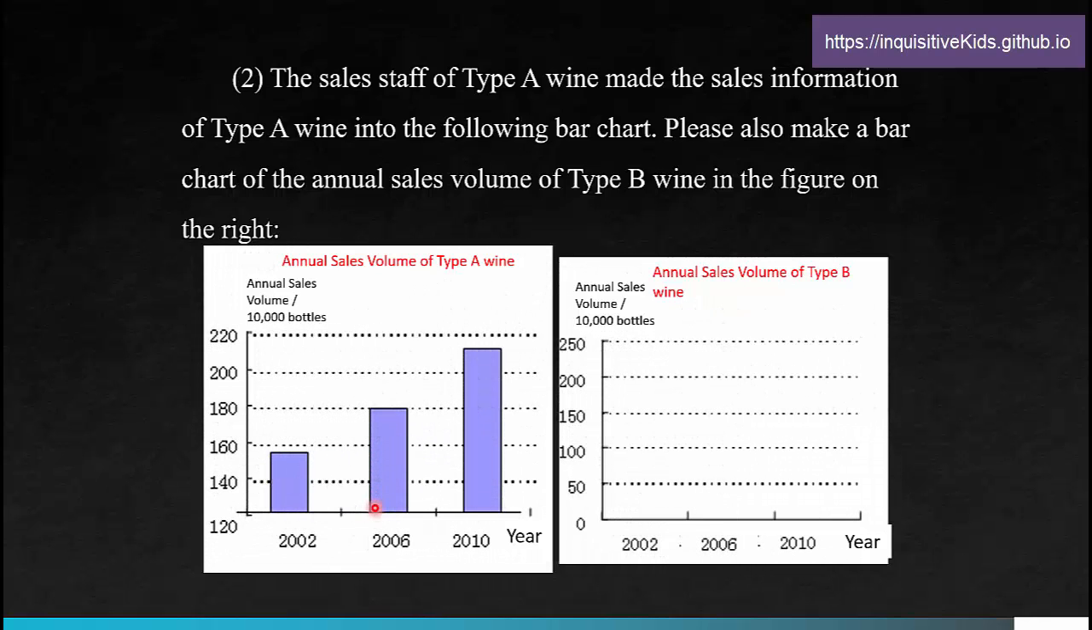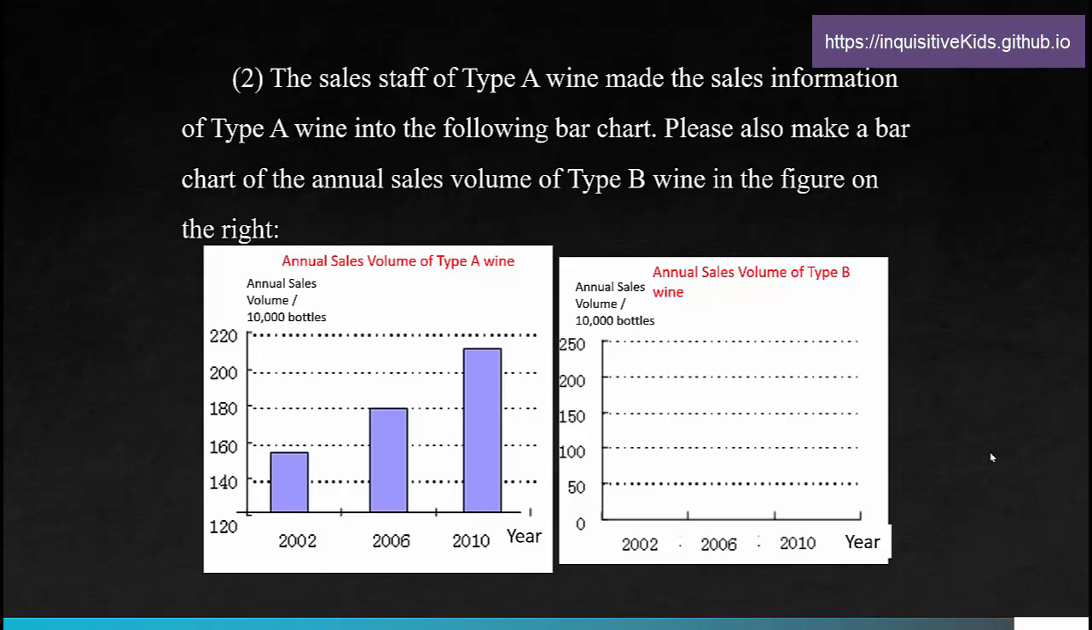So 2. The sales staff of Type A wine made the sales information of Type A wine into the following bar charts. Please also make a bar chart of the annual sales volume of Type B wine in the figure on the right. Now, alright, you come back. Did you graph the bar chart?